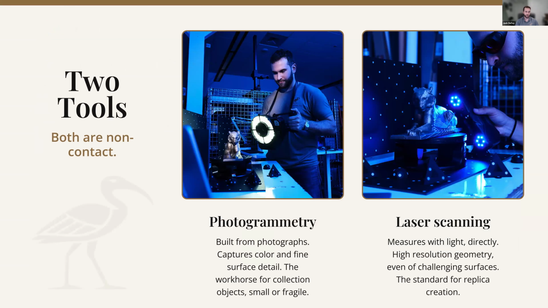In order to take a 3D scan, we primarily use two different tools. We use photogrammetry, which is a camera-based approach. This captures really high surface detail, the color, the feeling of the object. We also use laser scanning. Laser scanning is more for engineering applications or replica creation, where the very precise geometry is very important. Both of these techniques are completely non-contact, and so they're safe for museum artifacts and can be used for a wide range of shapes and sizes and different types of artifacts.